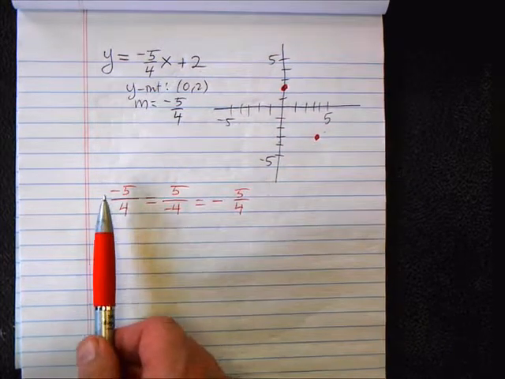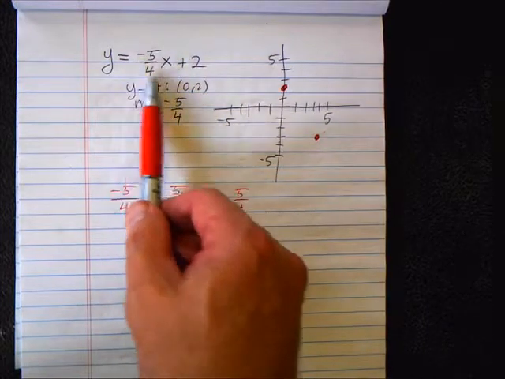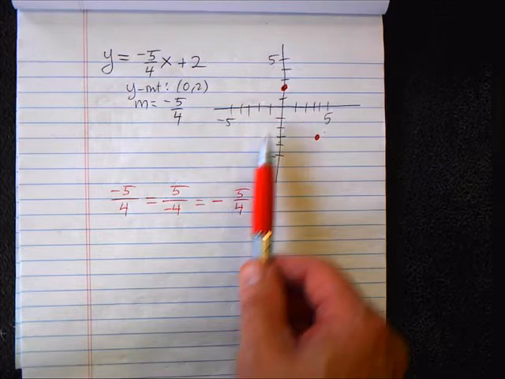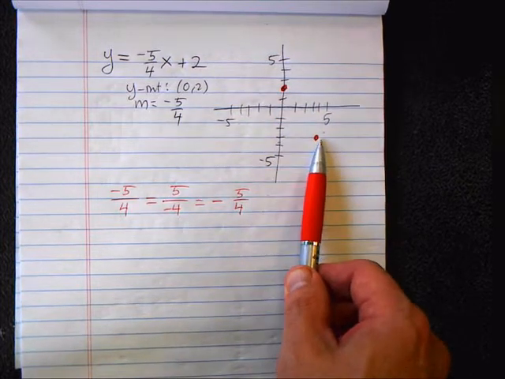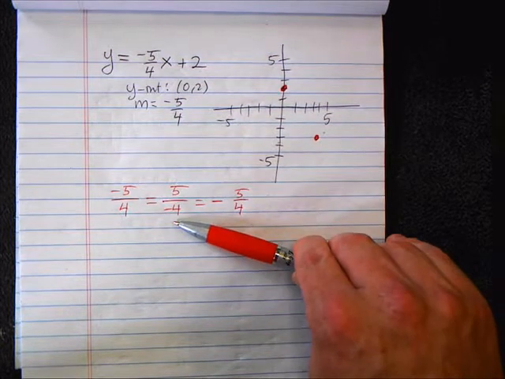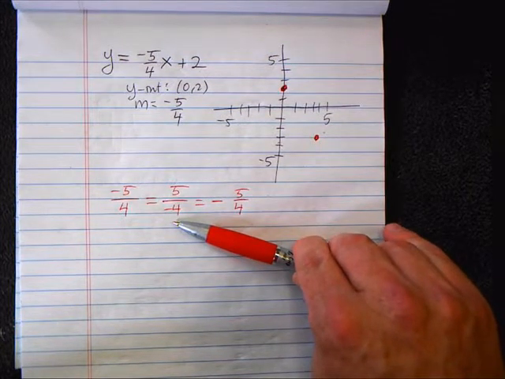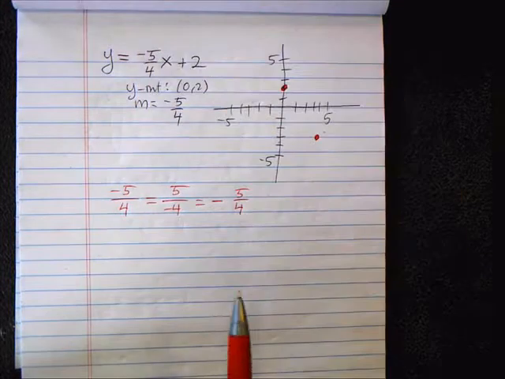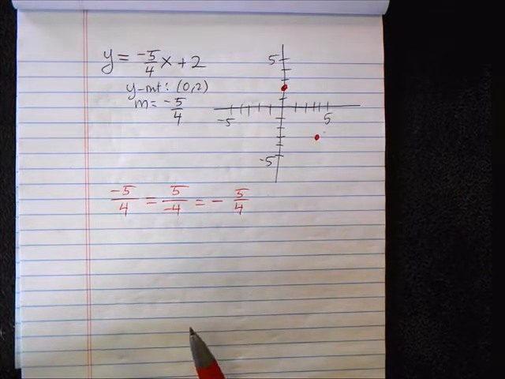So I think, when you have a slope, it's best to think of it as -5 divided by 4, and that tells you to go down 5 and over 4. Or you could think of it as 5 divided by -4, and what would that tell you to do? Go up 5 and left 4. That is still correct, yes.